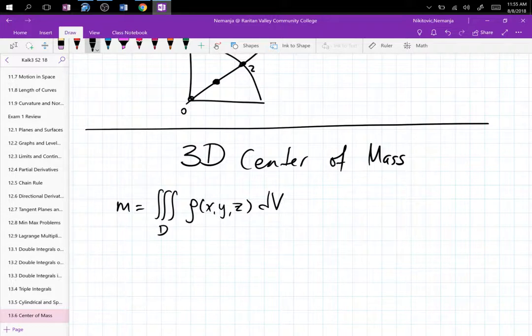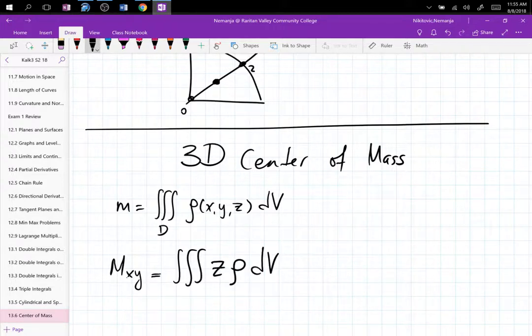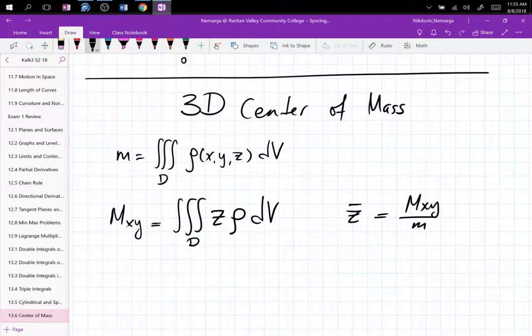We have our Mx, Mxy, and then Mxz, and Myz, so moments on these. And students generally say, okay, Mxy, which variable is missing? Yeah, it's zero, right, dV. And then you have your z bar to be Mxy over the mass. And then just go down the line, create all of the formulas.